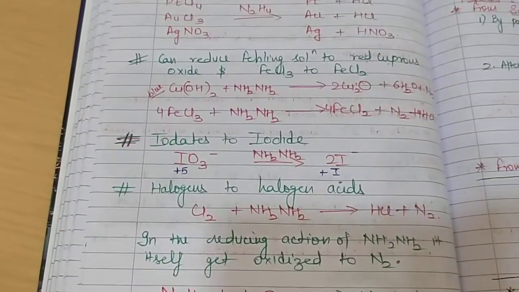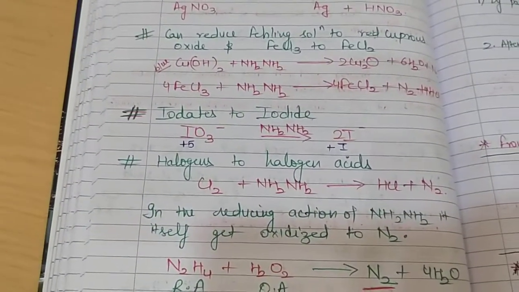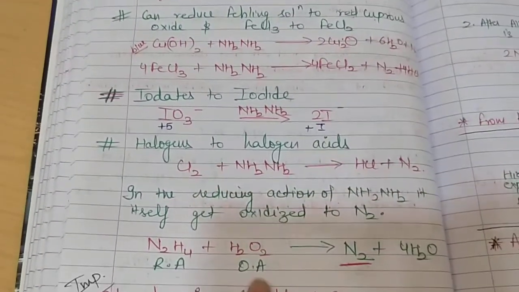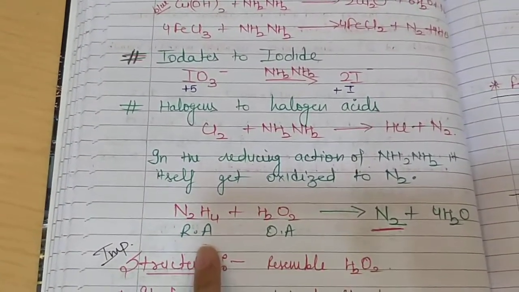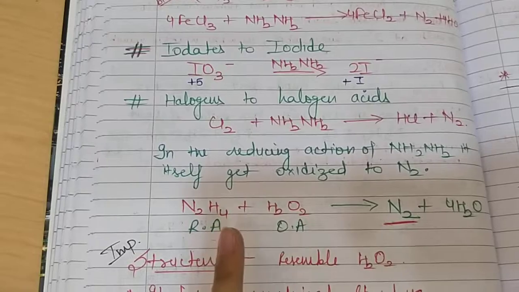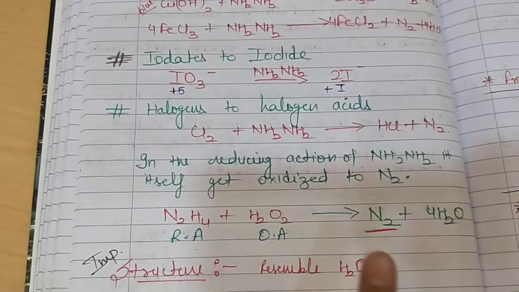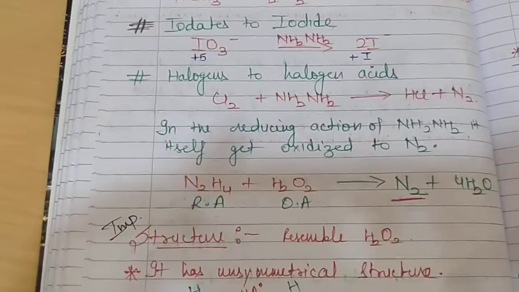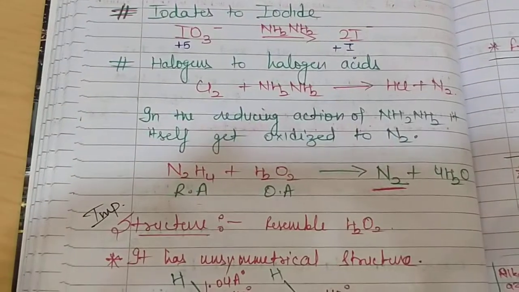In the reducing action of hydrazine, it itself gets oxidized to dinitrogen. So when it is reacted with any oxidizing agent, say H2O2, which acts as an oxidizing agent, hydrazine will act as a reducing agent, and we will get N2. N2H4 will get oxidized to dinitrogen, and H2O2 will be reduced to H2O, as the oxidizing agent undergoes reduction and the reducing agent undergoes oxidation.